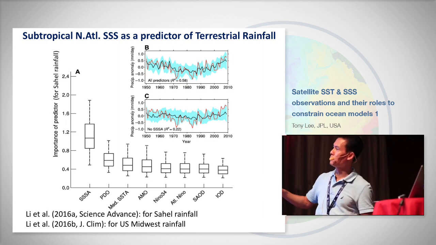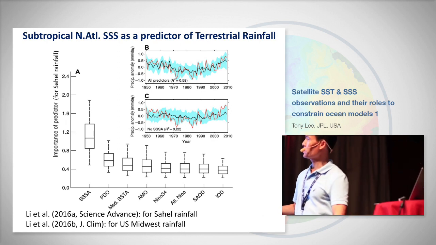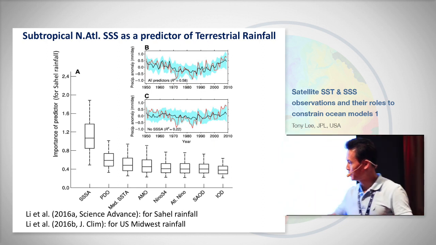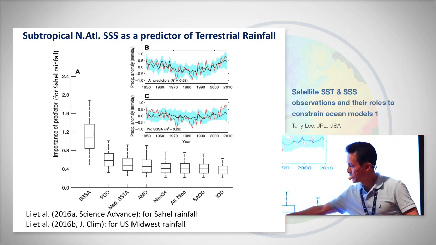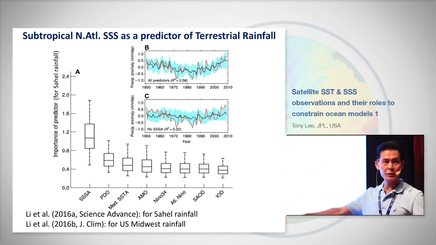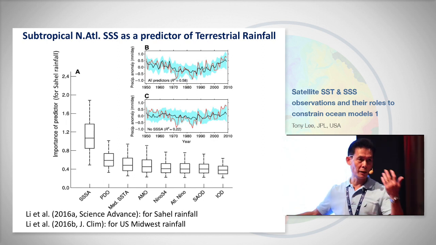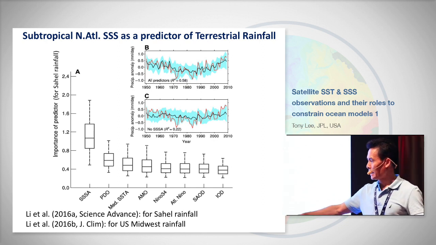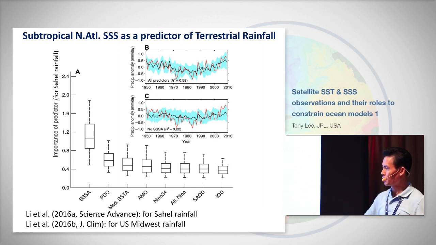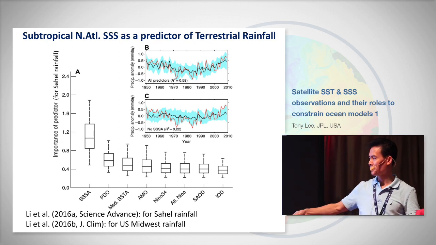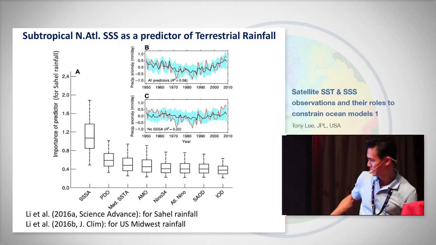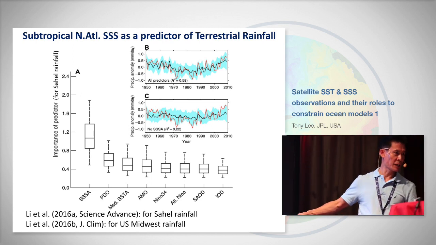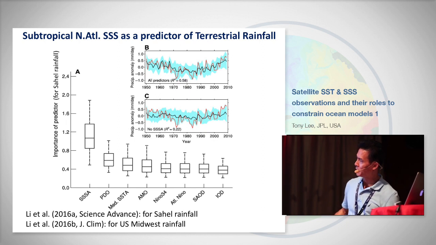This is just one example, for the Sahel rainfall predictions, where they show the importance of a list of predictors: subtropical Atlantic sea surface salinity anomaly, PDO index, Mediterranean SST. They also look at local SST in the subtropical Atlantic, the Atlantic multidecadal oscillation, Nino 3.4 index, Atlantic Nino index, SAOD, I forgot what this is, Indian Ocean. Perhaps this is a Southern Ocean index. And this is also an Indian Ocean index.